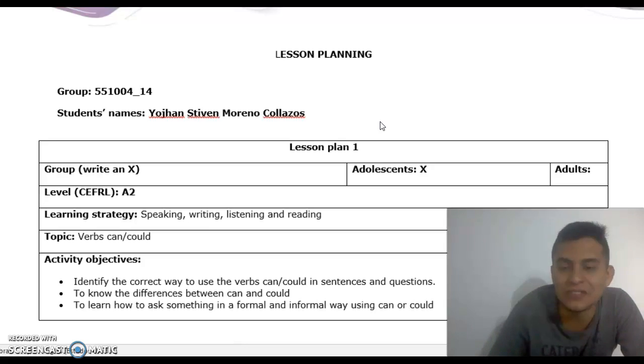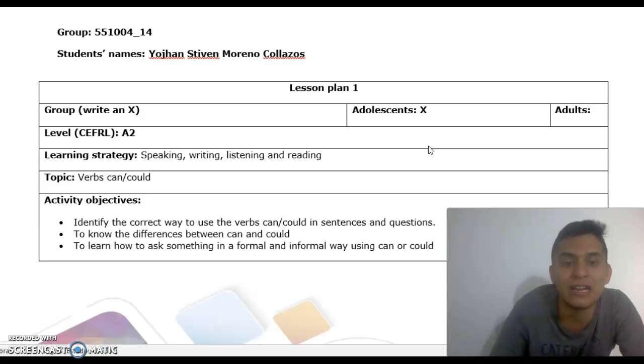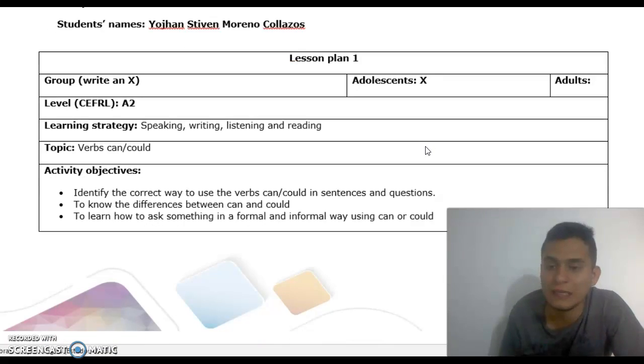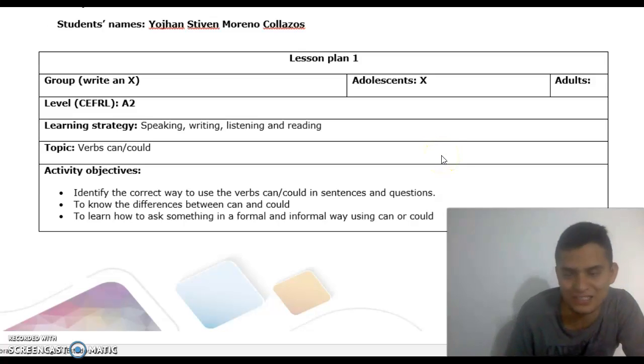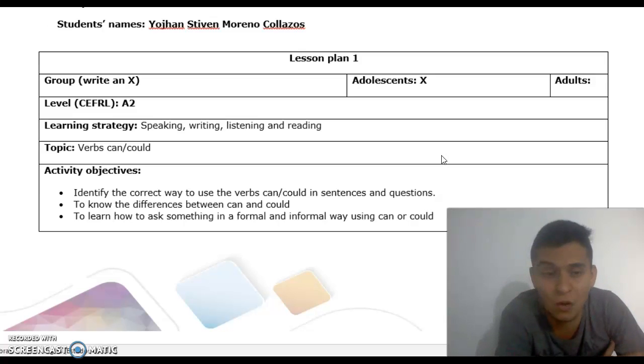My group is 14, and my first lesson plan is for adolescents. Their level is A2. The learning strategy is to improve the speaking, reading, listening and writing skills. The topic is the verbs can and call.